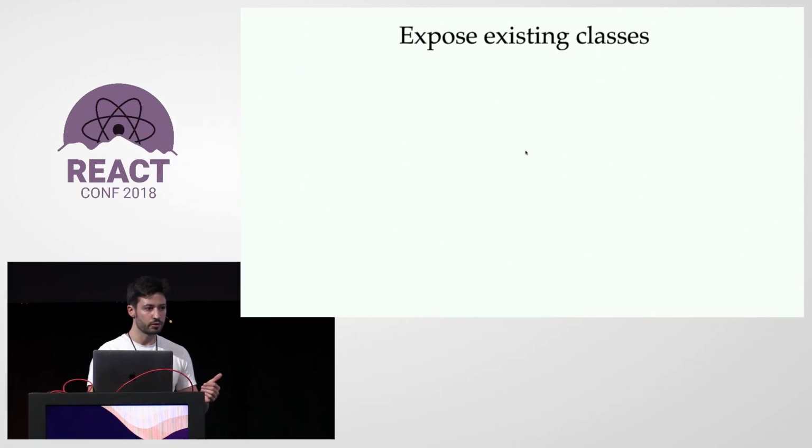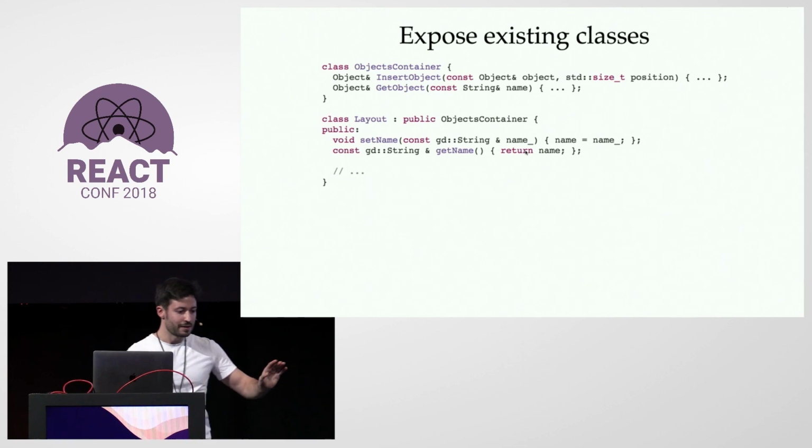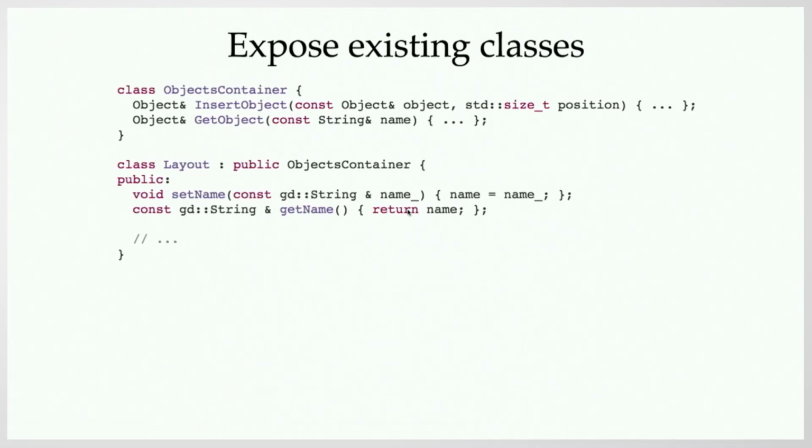Once you get this WebAssembly compiled version of your code base, the idea is, how can we reuse this in our JavaScript? So the first thing to do is to expose the existing classes that you have. So beware, that's some C++. Here are two classes that we're gonna expose to WebAssembly. The first one is an object container. So the idea is that you have objects in your game. So I have a list of objects, and this class is providing a few methods that you can use to insert or get an object.